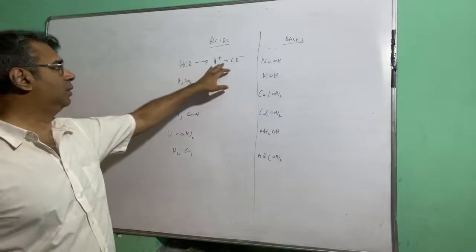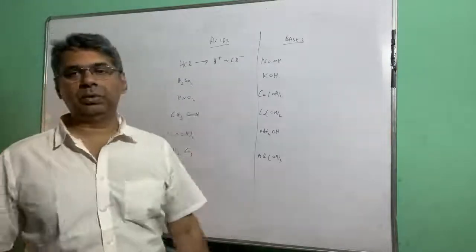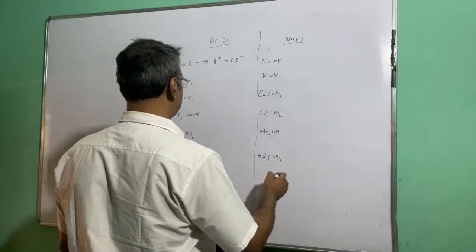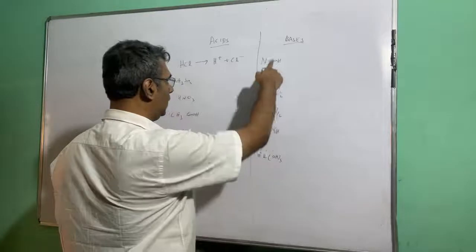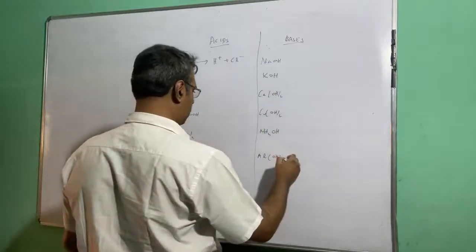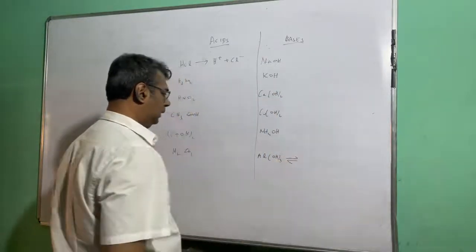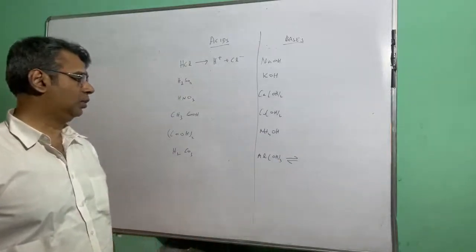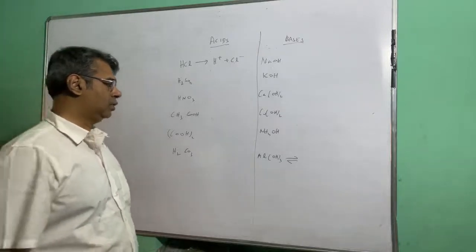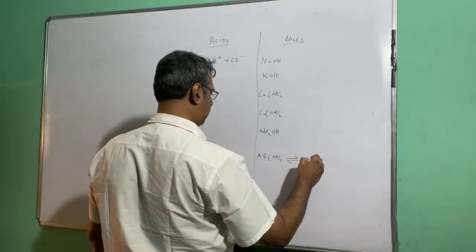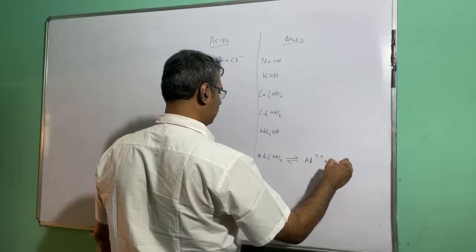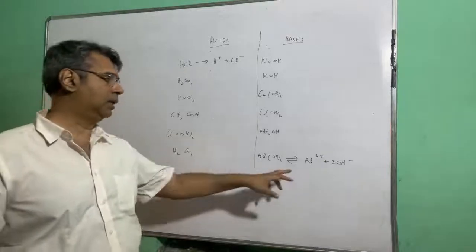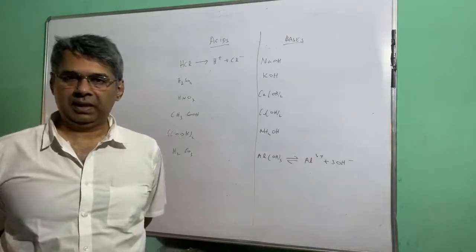So HCl will produce H plus and Cl minus, and it is due to the H plus that it is considered an acid. Now coming to the base column. In the base column, I am just showing you Al(OH)3. I am writing it in solution. It will give 3 OH minus ions, and it will give 1 Al3 plus cation.